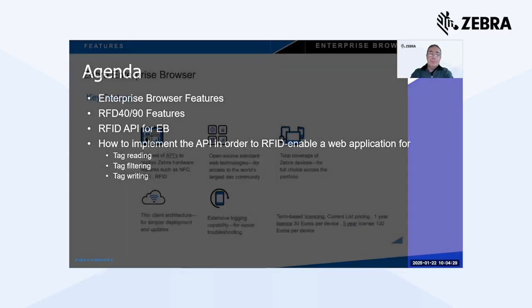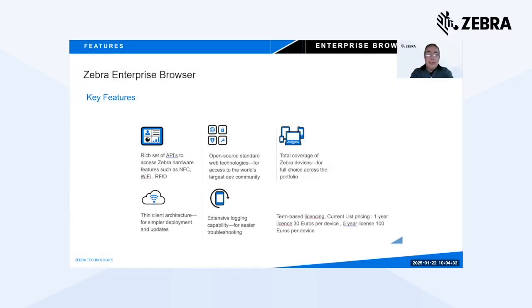So Enterprise Browser is a product that's been around for quite a long time now, evolved originally from Windows Mobile and Windows CE onto Android. It's essentially based on the Chromium WebView component, but we add a set of APIs to access all the Zebra hardware features, including RFID, but also things like the Wi-Fi, the barcode scanner, NFC, and so on. It's really a long list of APIs which you can access if you look on our TechDocs website.